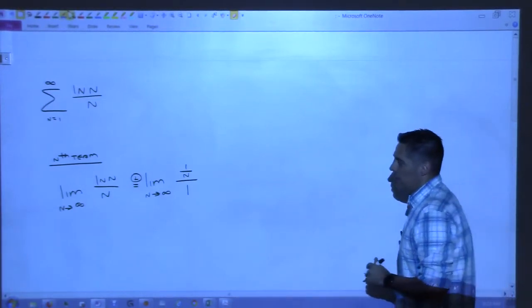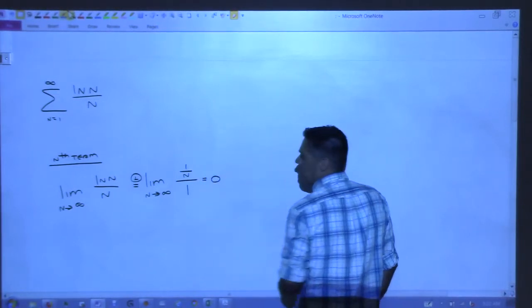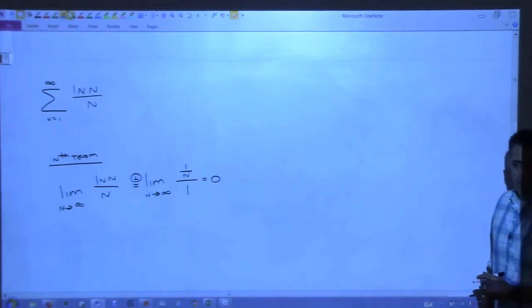That would be the derivative. And now let n go to infinity, and what do you get? 0. And so this test failed, right? This test failed.